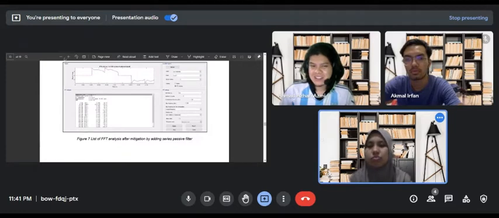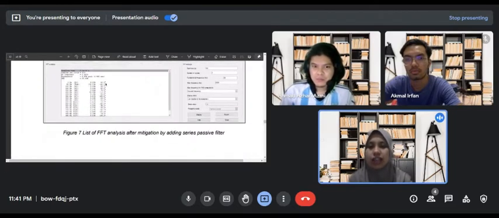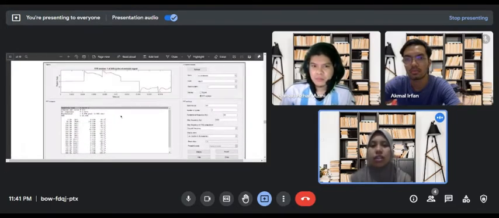So this is the result that we get, the list data after simulations, and then this is the graph of the FFT analysis, which is signal analysis versus time. Okay, next.